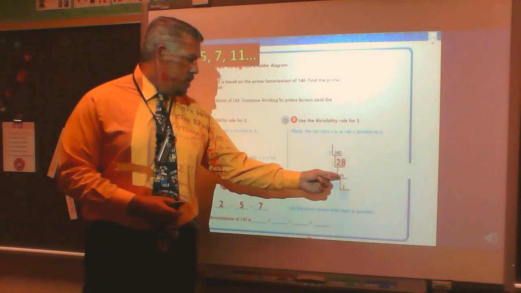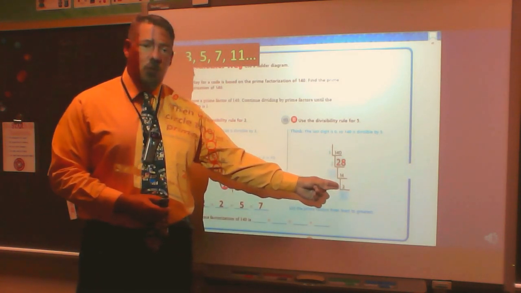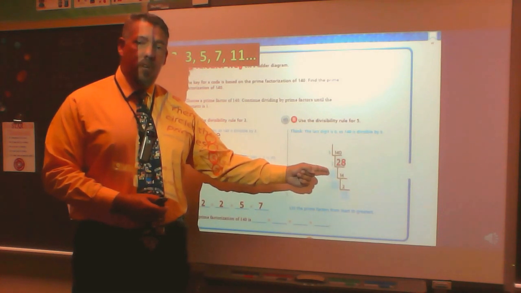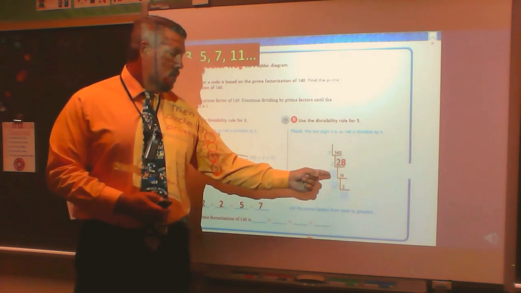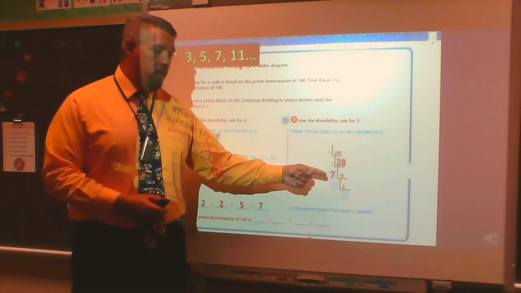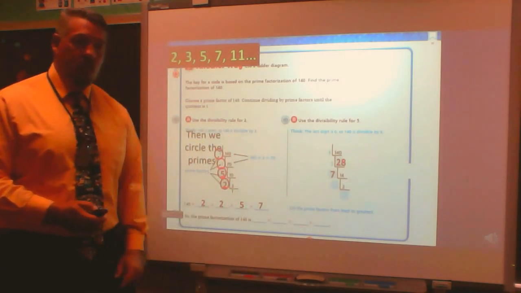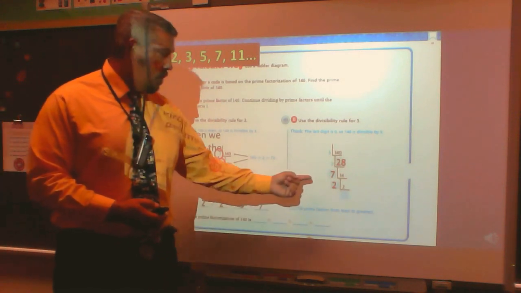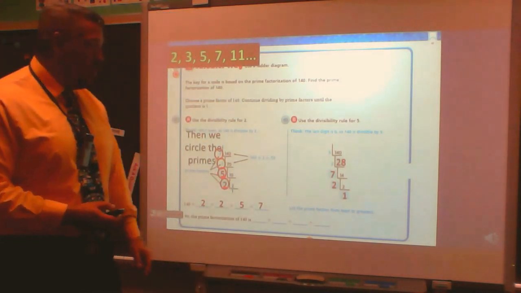Well, notice that they said that the answer is going to be 2. So what number will go into 14 that's not the 2? So hopefully you thought multiplication facts, and then you said 7. And 7 goes into 14 2 times. So then they're showing you that 2 will go into 2 one time.